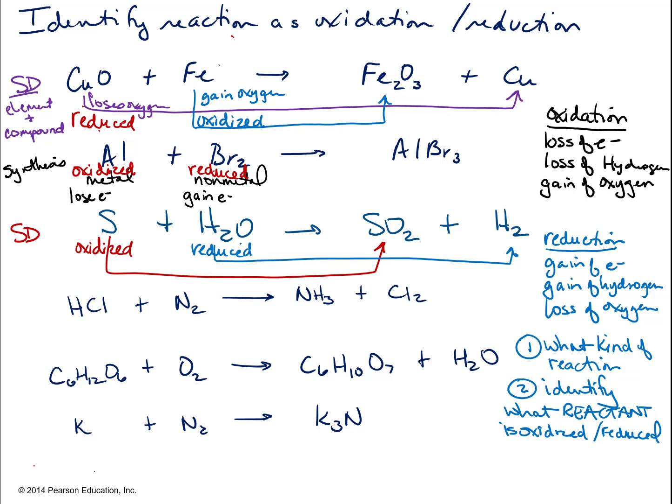So HCl plus N2 makes NH3 and Cl2. So this is a what? Single displacement. So see, element in a compound makes a different element in a compound, single displacement. So the next question is what swapped, hydrogen or oxygen? Hydrogen, because there's no oxygen in there. It's going to be one or the other, right? It'll be either hydrogen or oxygen. So I know this is hydrogen.